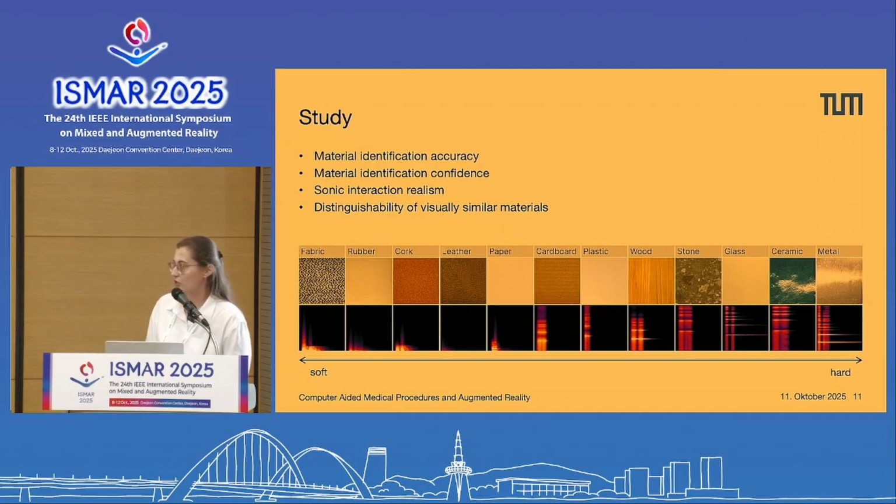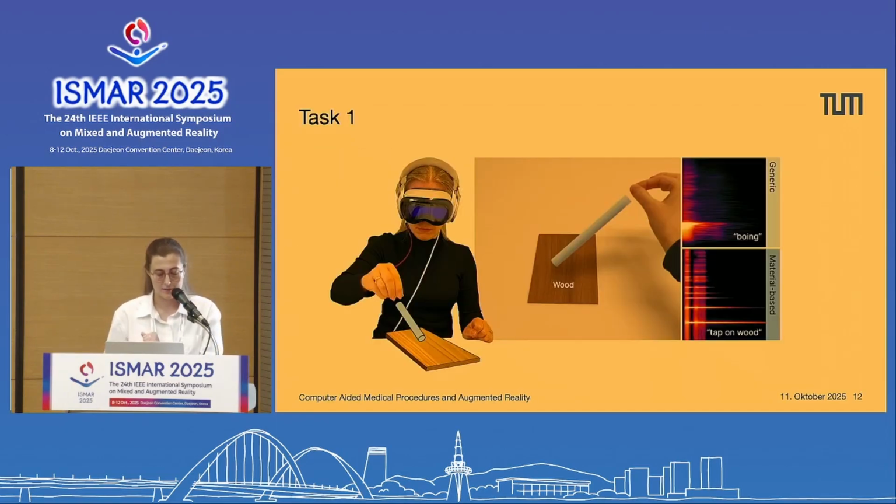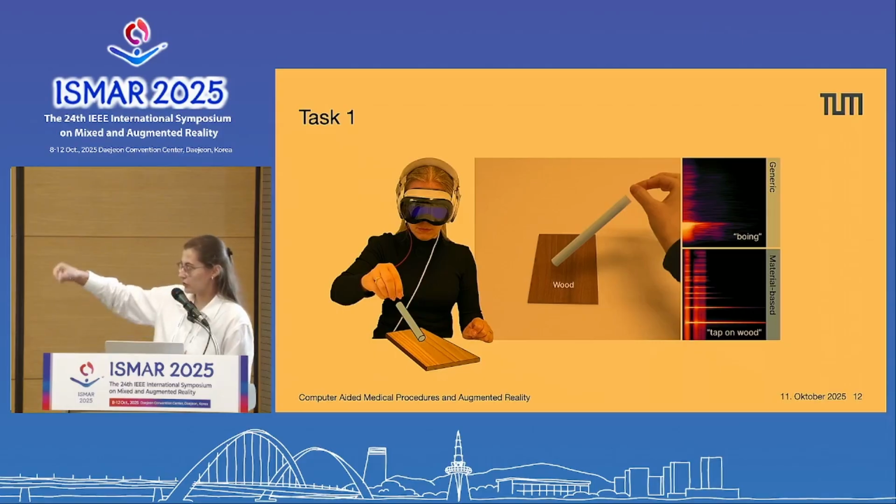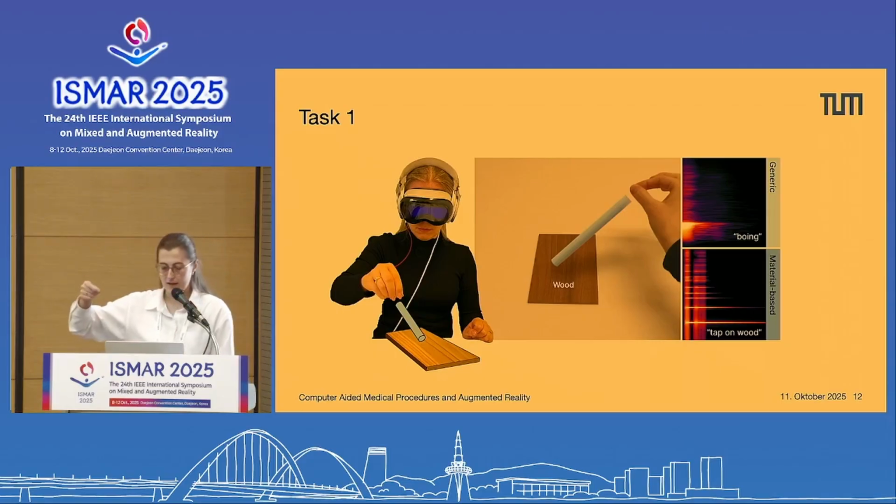So everything from very soft materials like fabric or rubber to very hard and very stiff materials like, for example, ceramic or metal. There were two tasks in that study. The first task asked the user to use a virtual stick, the blue stick that you see, to tap on different material samples from the library that we had created. They always had just one sample in front of them, and using the stick, they had to determine, based on what they were seeing and hearing, what material they had in front of them. And they had these two conditions, right?